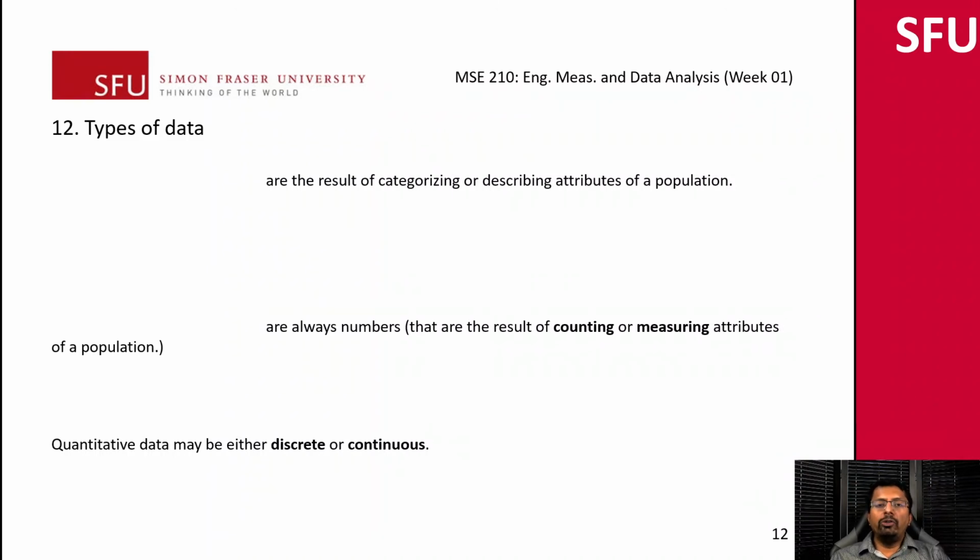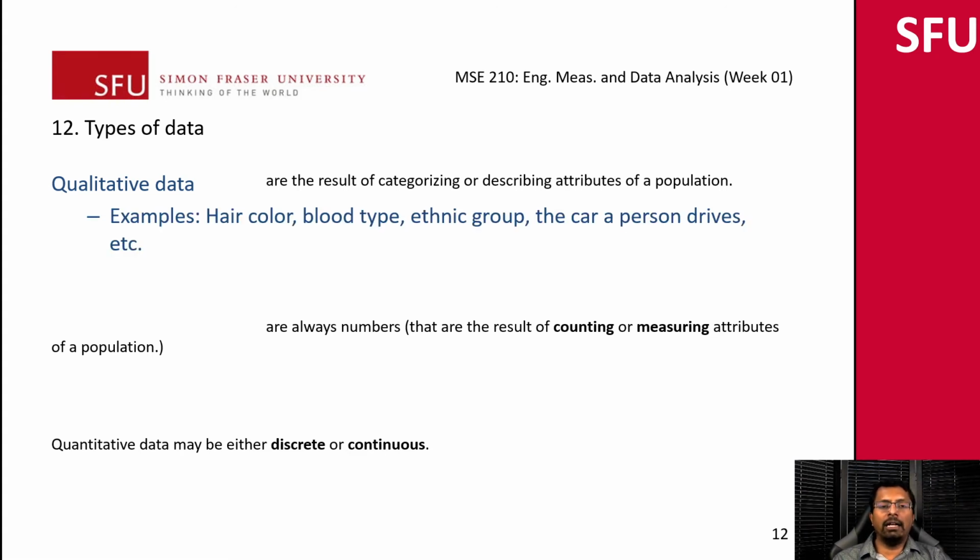So next, we're going to look at the types of data that we'll be dealing with. The first one is qualitative data. These are results or categories describing things. An example would be hair color, blood types, ethnic group, or the car that a person drives. We typically represent this as a count or a percentage. So you might say the percentage of people that have black hair color or a blood type of A1 positive, and so on and so forth.